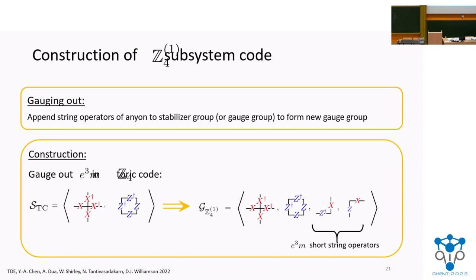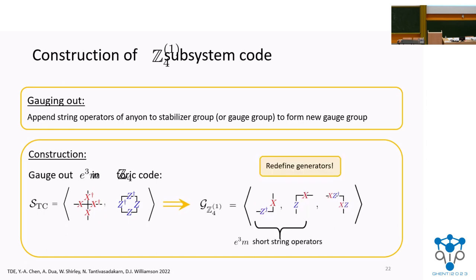So how does this work? Well, take the Z4 toric code. In order to construct the Z4-1 subsystem code, we take the Z4 toric code stabilizer group, turn it into a gauge group by adding short string operators for E cubed M. So we gauge out the E cubed M anyon. This gauge group looks a little different than the gauge group that I showed on a previous slide, but we can find a simpler set of generators, which are all two-body.